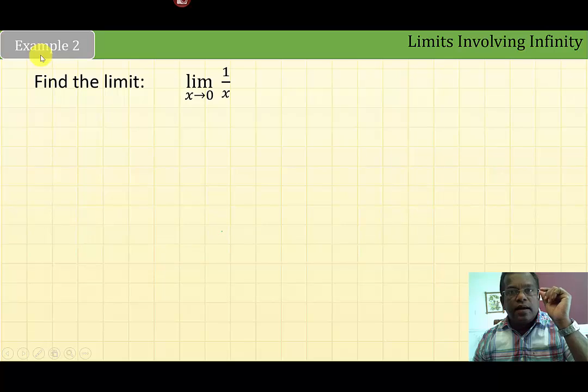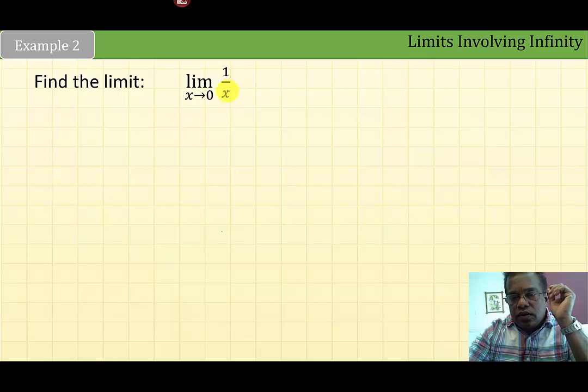Example number 2. Find the limit as x approaches 0 of 1 over x. Now you can see as x approaches 0, the denominator is approaching 0. So 1 over 0 looks like it's going to be infinity.